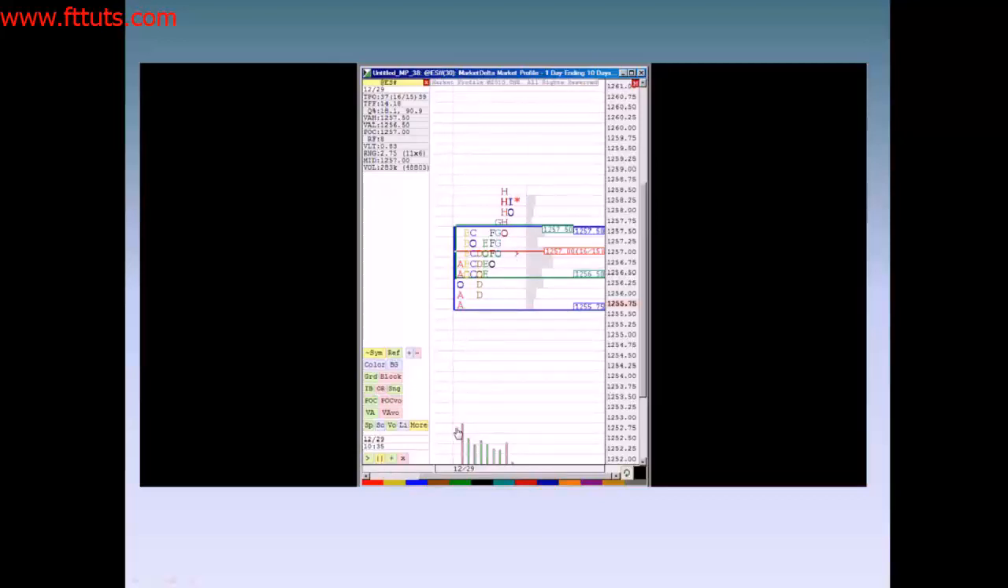And let's watch what happens. And sure enough, at the end of the day, price drops quite a bit back to the low of the initial balance area.